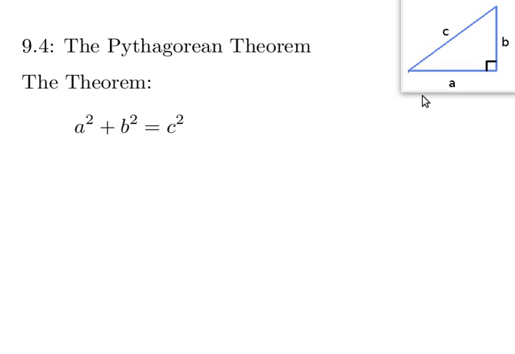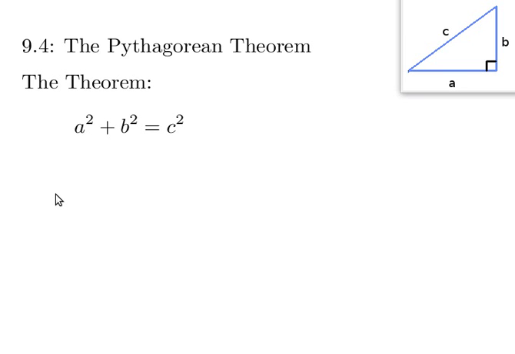So that means if we take the side length of A, square it, and add it to the square of the side length of B, then we'll get the square of the side length of C. So that means that if we have the side lengths of any two, we can find the side length of the third.